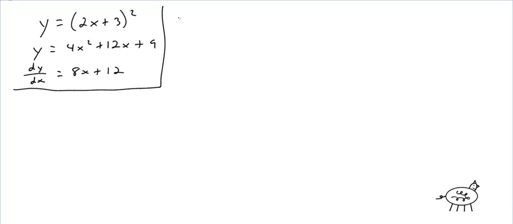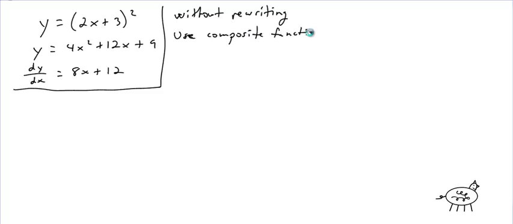Okay, so let's keep this in the corner here. And I want to, without rewriting, use composite functions. Okay, very exciting, very exciting. All right, so here's our original problem, y is equal to (2x plus 3) quantity squared. And I'm going to say y is equal to u squared, and then u is equal to 2x plus 3. So we're going to write it as two pieces.